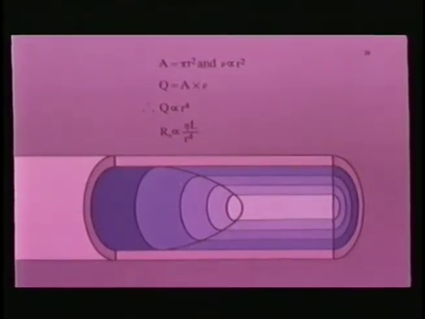The influence of radius can also be expressed in terms of resistance to flow. In combination with the other factors contributing to resistance, we see that resistance varies directly with blood viscosity and tube length, and inversely with radius raised to the 4th power.